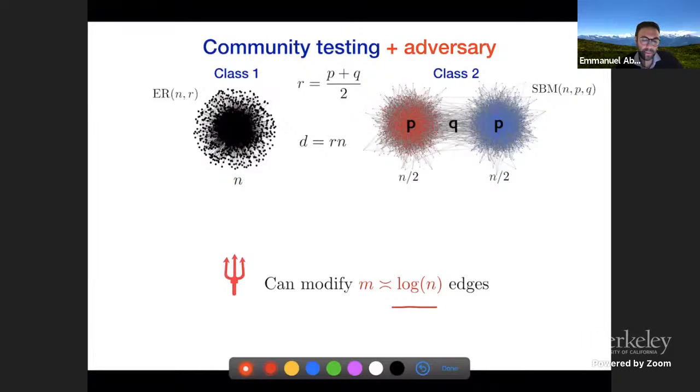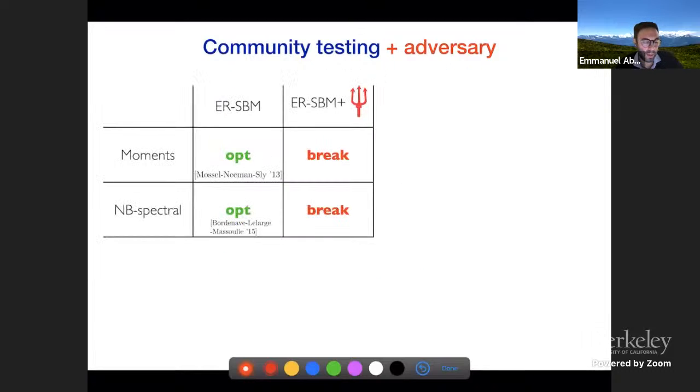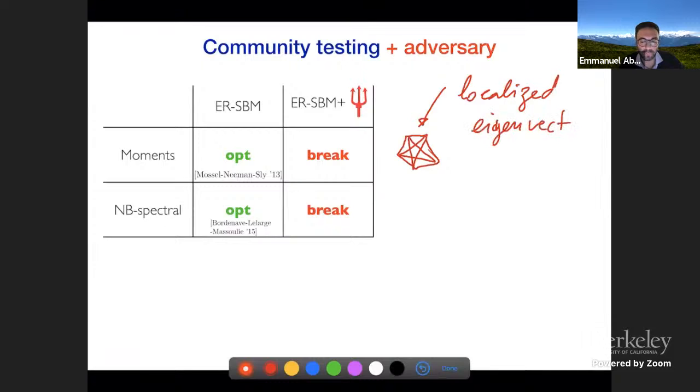So what happens here is that if you do this adversary, both the method of moments and the method of non-backtracking break. And they break because the adversary can put a clique inside one of the groups, for example. So it can even be a monotone adversary that only adds edges inside the cluster. And then the second eigenvalue will now be dominated by an eigenvector that is localized on this clique. And this is true for the non-backtracking method. And what happens for the moments is just that the counts become completely disrupted by this clique.